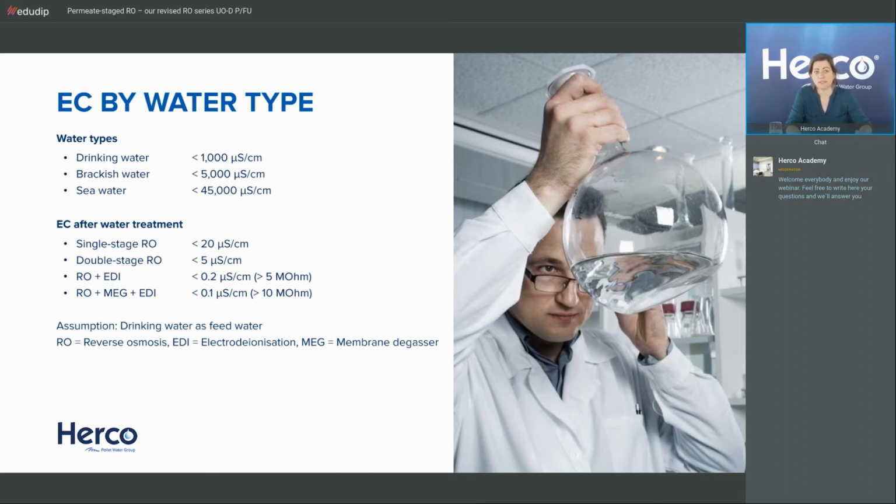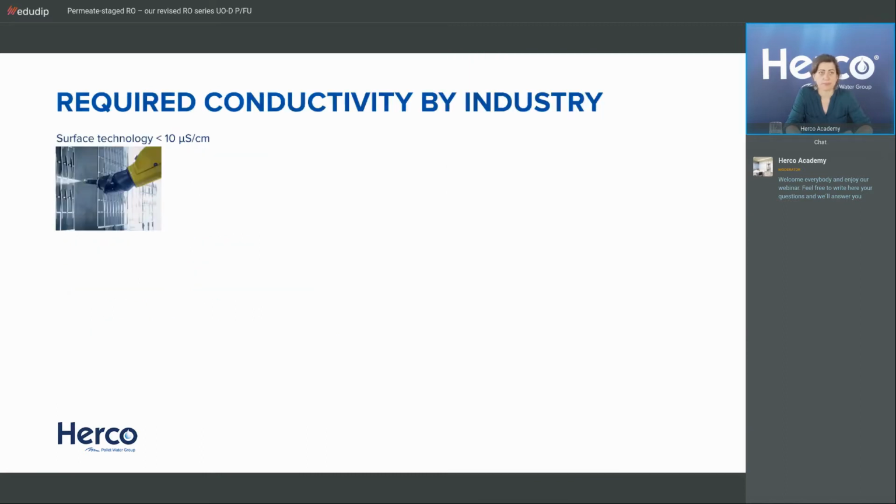If you need still lower conductivity values, let's say under 0.2 microsiemens per centimeter or under 0.1, you would have to use an electrodeionization as a second stage after your RO. So you could have the combination of RO and EDI, or RO, MEG, that's the membrane degasser, and EDI to reach even lower values. We'll have a look at where you actually need these low values.